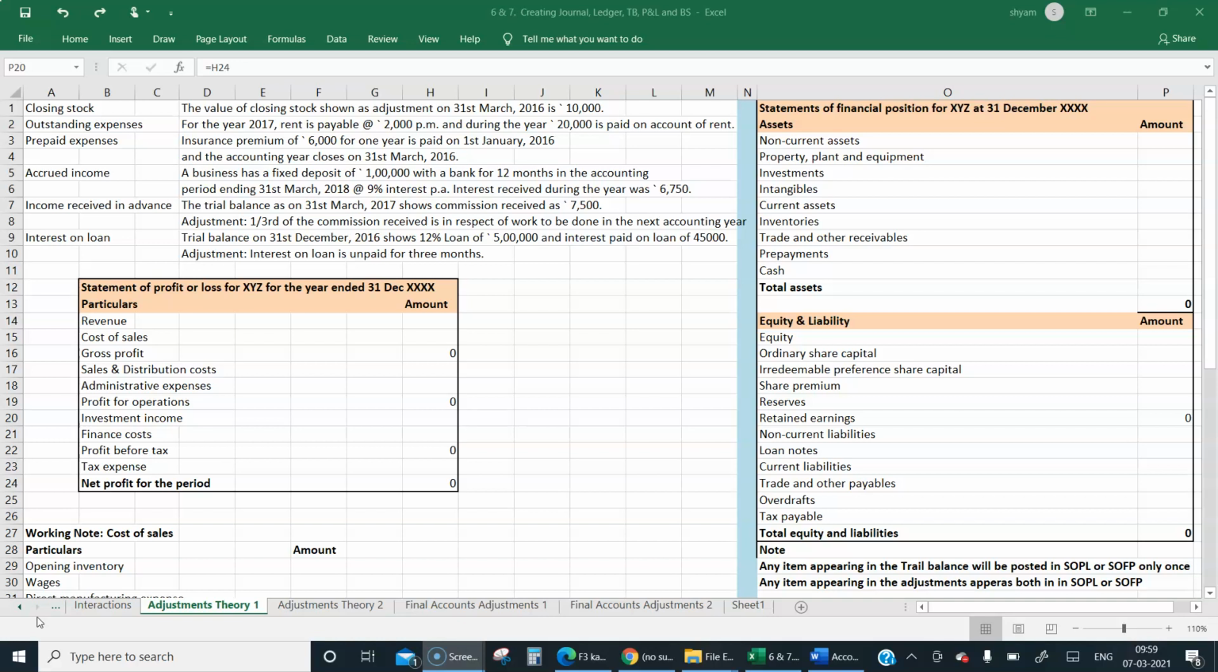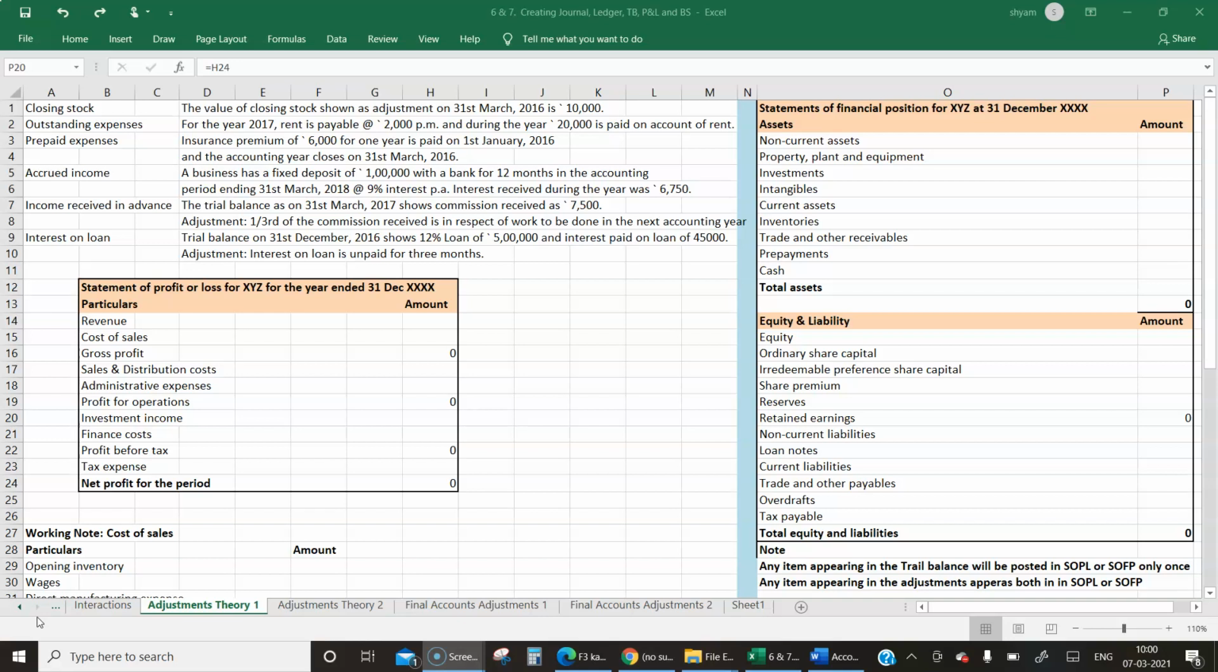So in this video, we are going to discuss adjustments. Adjustments are made after the preparation of the trial balance and before the preparation of SOPL and SOFP. There might be some kind of transactions that the company might have. These outstanding transactions, or transactions which have occurred, have to be entered into the SOPL and SOFP. So what happens here is that now only the journal entries are passed.